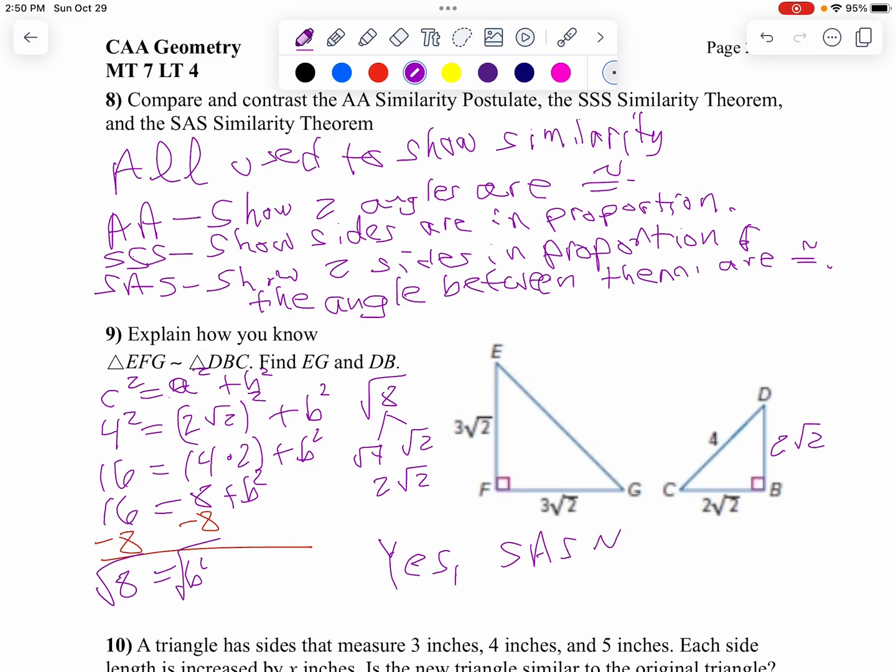I guess you could have done side similarity if you would have used Pythagorean theorem to find EG. Then you would have had to go back and still would have had to find D to B. Well, I just think it's easier to do side, angle, side. But side would have worked on this one if you want to put the work in.